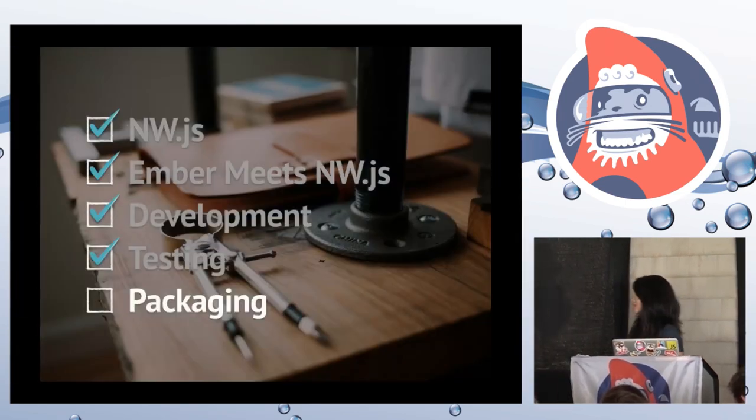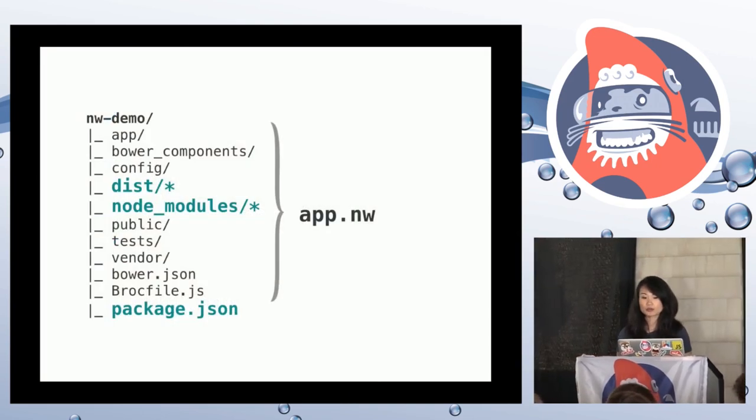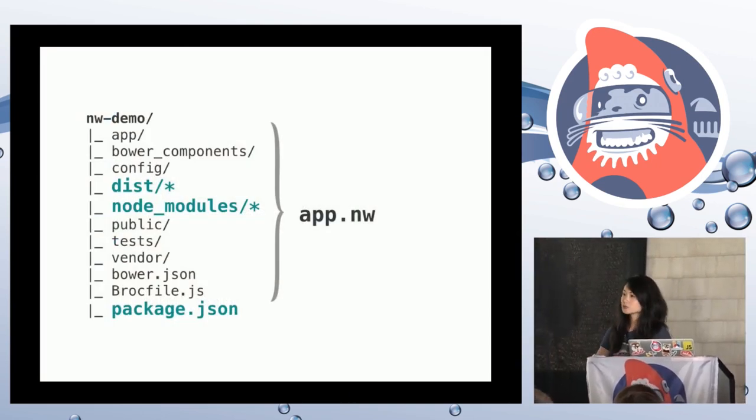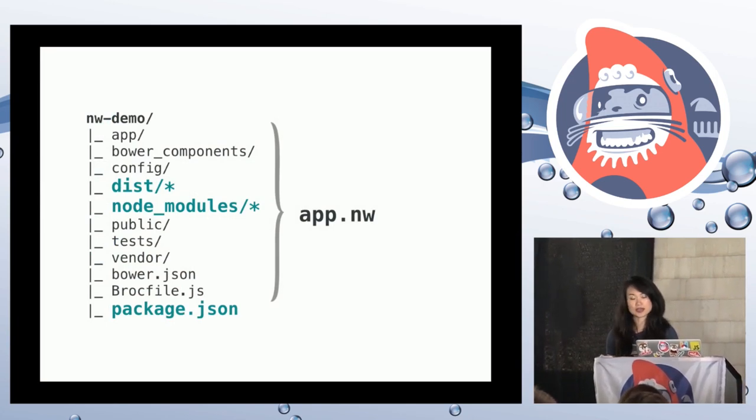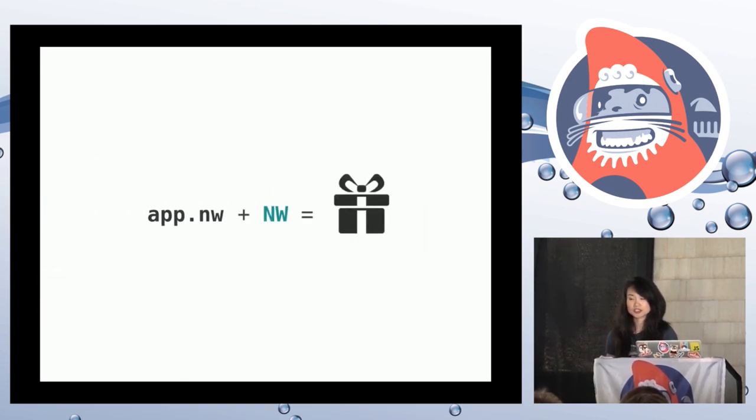Okay, so we saw development, we saw testing. We're going to finish up with packaging. So with packaging, you have to be able to identify the application files that you want to distribute in your final package, and then zip them up into an archive file that has an NW extension. And then you want to merge that with the NW.js runtime, and that's going to produce a single executable file that you can ship to your users.